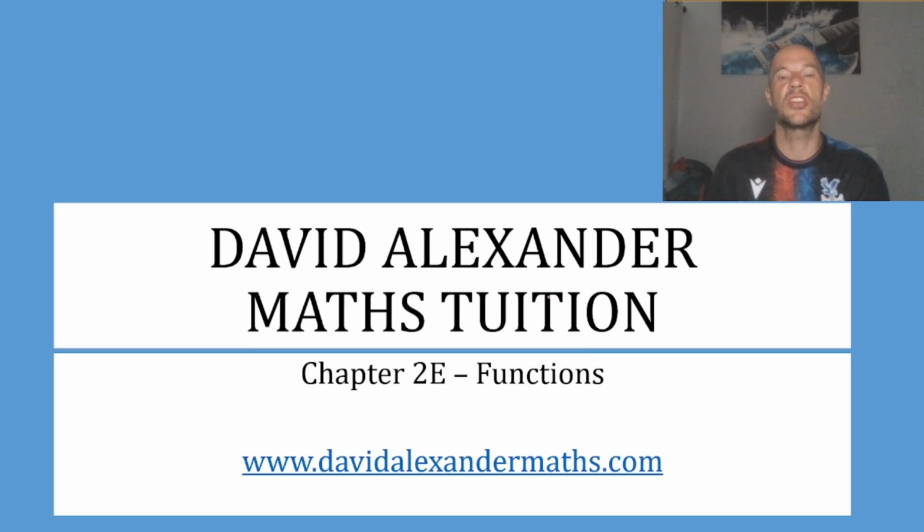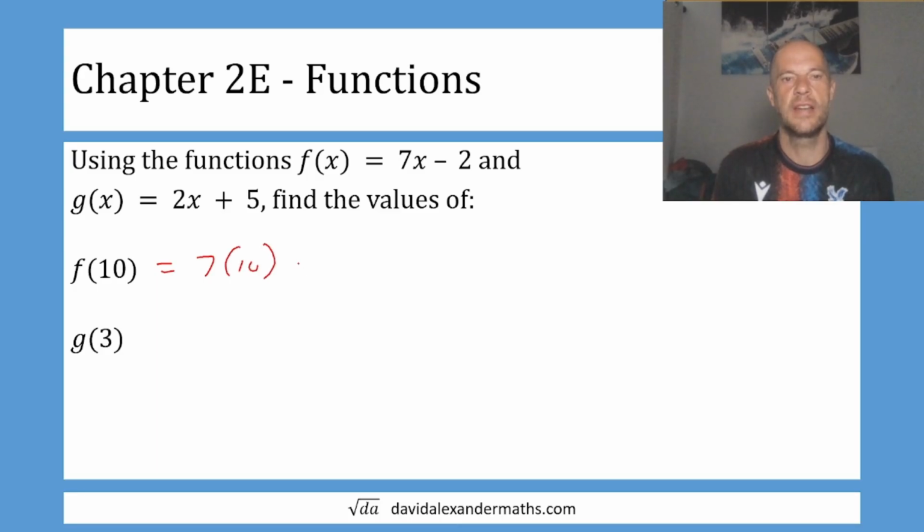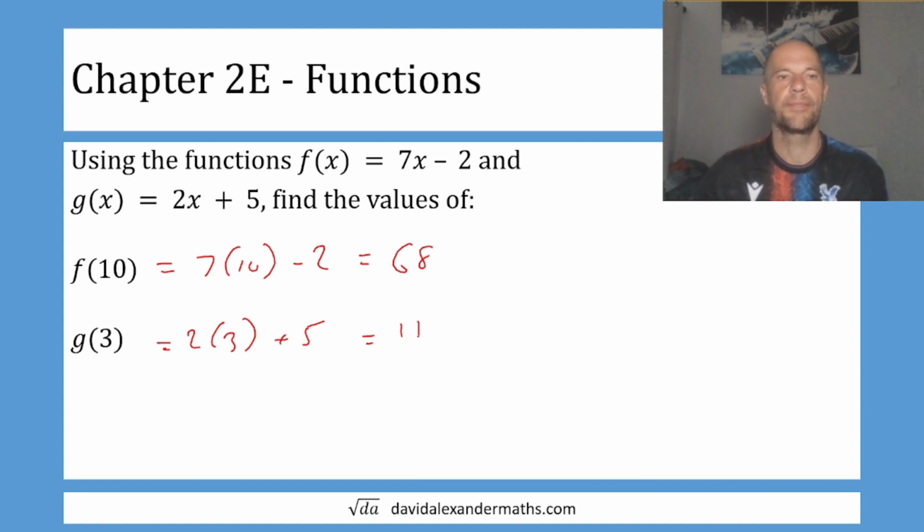This is chapter 2e on functions. Okay, using the functions f of x is 7x take 2 and g of x is 2x plus 5, find the values of f of 10 and g of 3. So all this means is 10 is our input. So we're putting this into this function, so that's going to be 7 lots of 10, take away 2, so 70 take 2, which is 68. The g of 3, that means 2 lots of 3 plus 5, 6 plus 5, so that is 11.